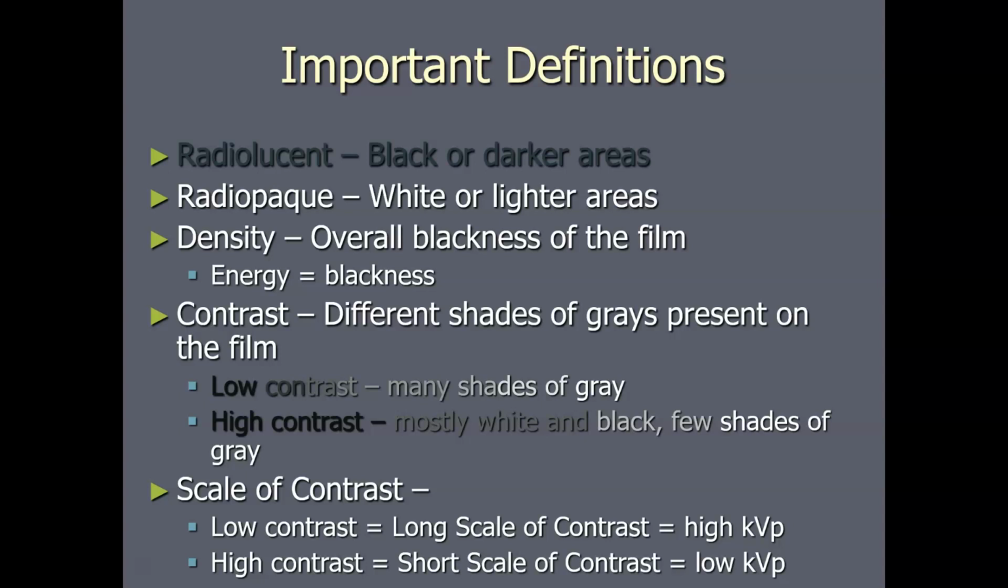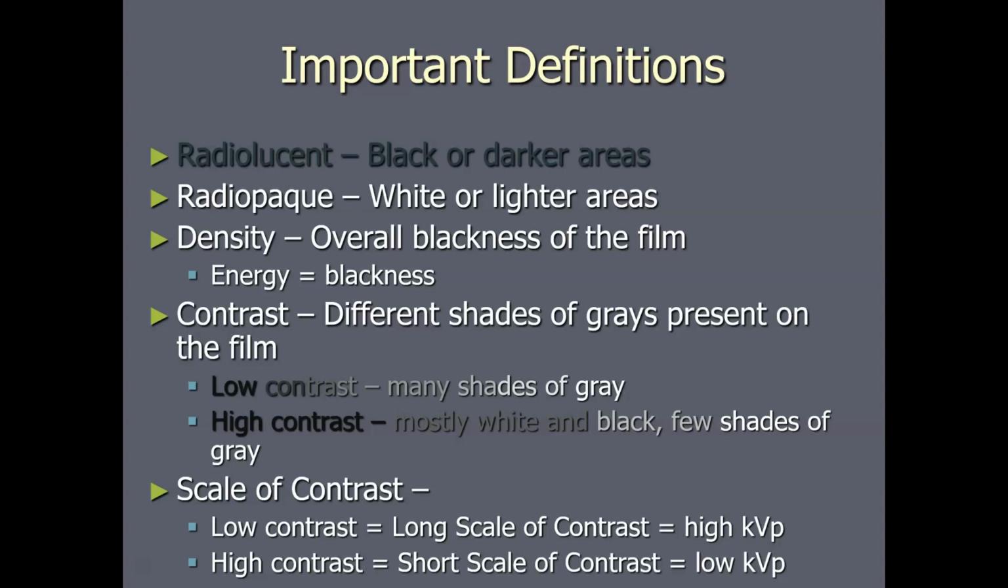And something we're going to talk about later on in the semester, but just something to put in here while we're talking about density, so that you lock the things together. Energy equals blackness. So anywhere that energy touched that film or touched that sensor to create the image is going to equal blackness or darkness or a very dense area that's radiolucent. Okay, so if an image is completely dark, that means a lot of energy hit it, or there was nothing in the way to block the energy from hitting it. So just keep that in mind, and we'll talk about some more specific things later in the semester.